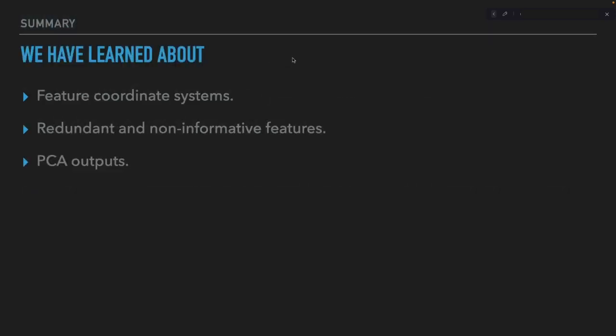So this wraps up today's lecture. We have learned more about how this variation in feature coordinate systems enables us to cluster the data. We have learned about redundant and non-informative features and about PCA and its outputs. So this is it. See you in the next lecture, where we will start learning about how PCA really works on an intuitive level.